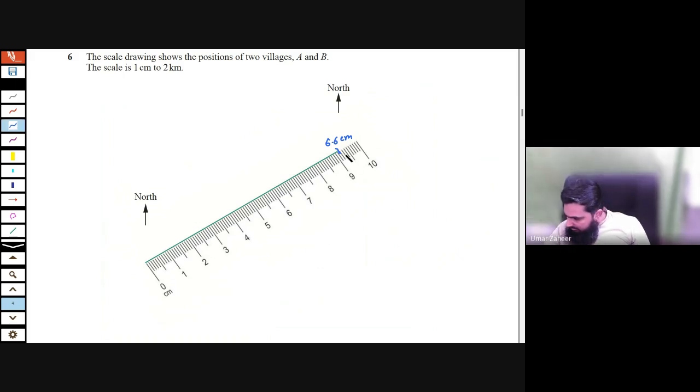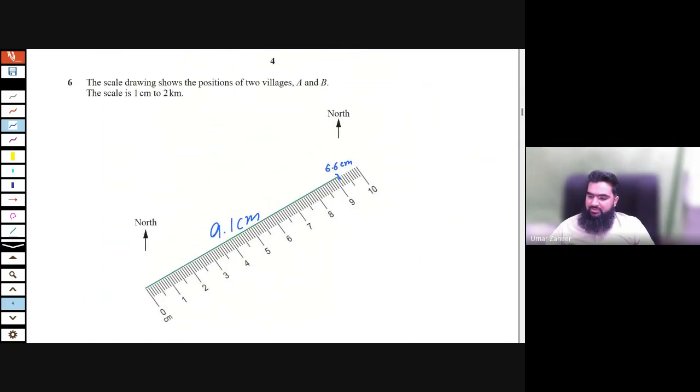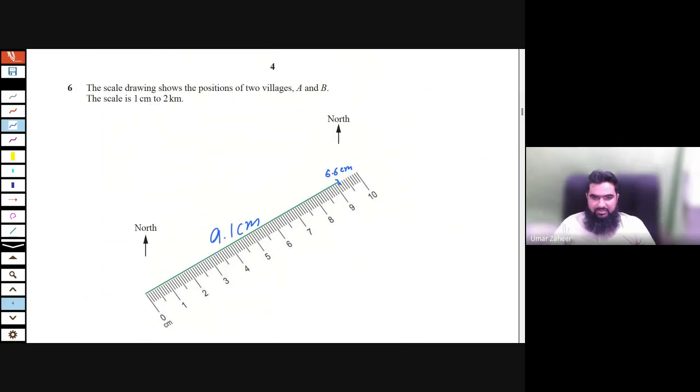Yes, it looked like 9.1 centimeter. He says that you have to find the actual length. The actual length is given. The 1 centimeter is equal to 2 centimeters.